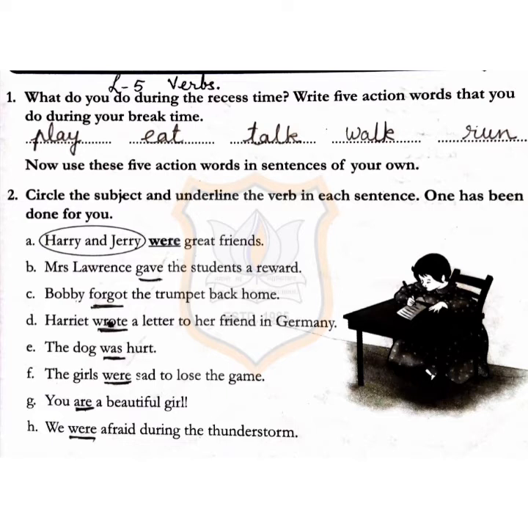Next, the dog was hurt. Now here the dog is the subject and was is the verb. Next, the girls were sad to lose the game. Now here the girls are the subject and were is the verb. You are a beautiful girl. Now here you is the subject and are is the verb. And the last one, we were afraid during the thunderstorm. Now we is the subject and were is the verb.